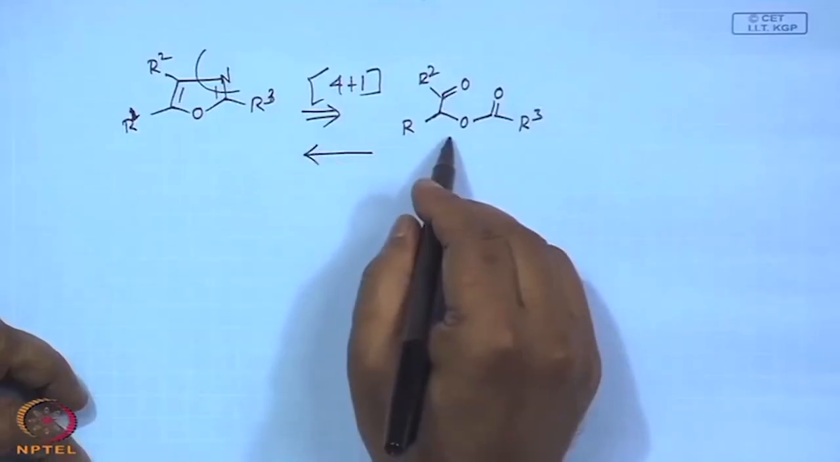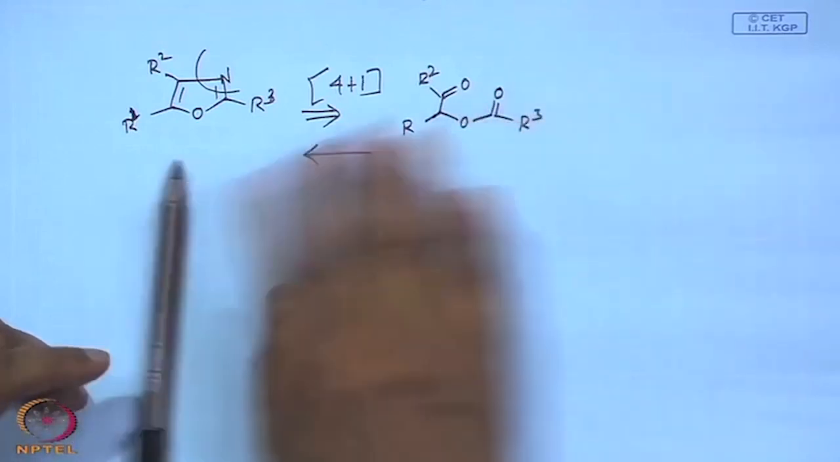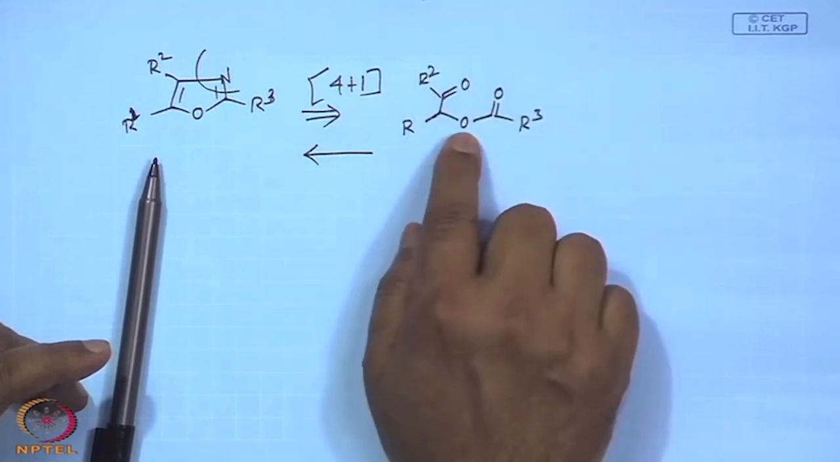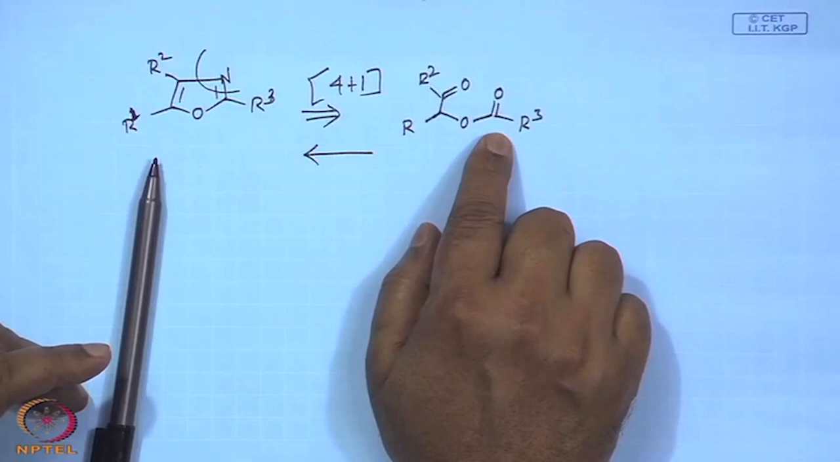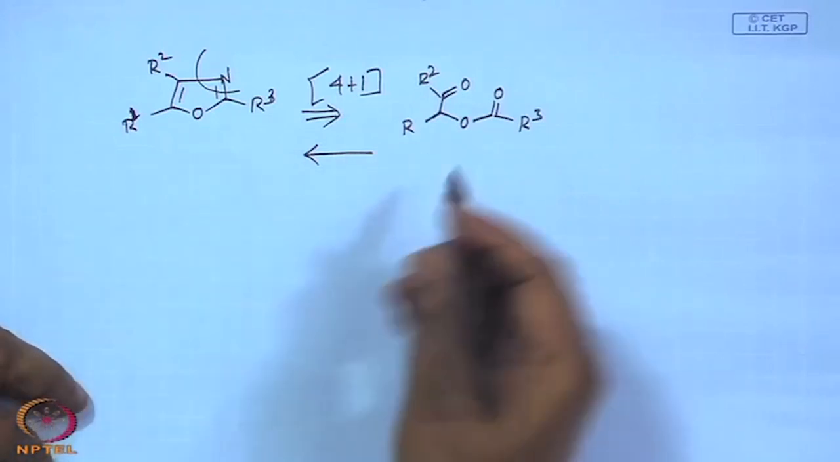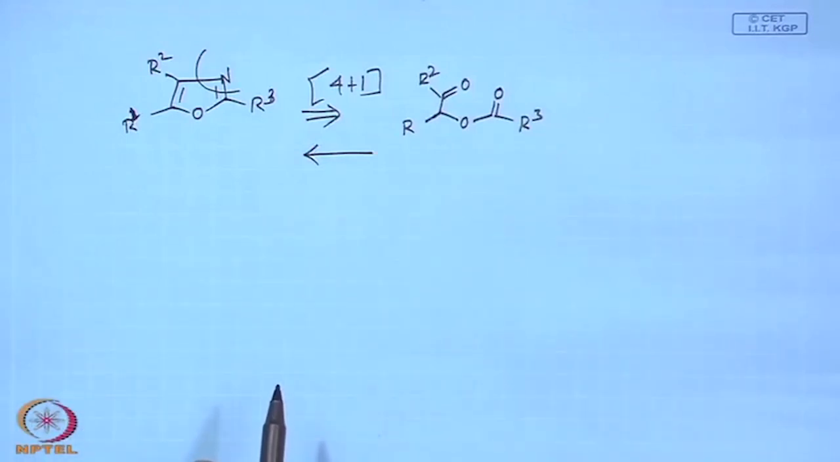Now, if you look at this structure, and block this, it will look like an alpha hydroxy ketone. So, an alpha hydroxy ketone where the hydroxy has been acetylated, so easily made. Then how do you get back, or do the synthesis? You have to put in nitrogen.